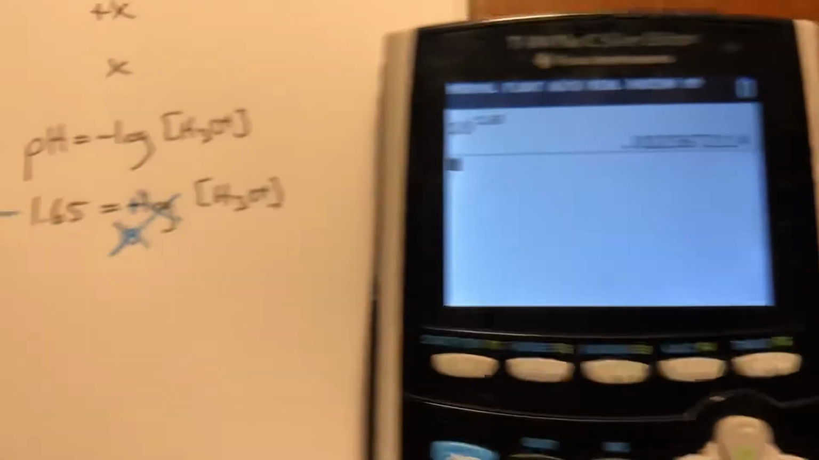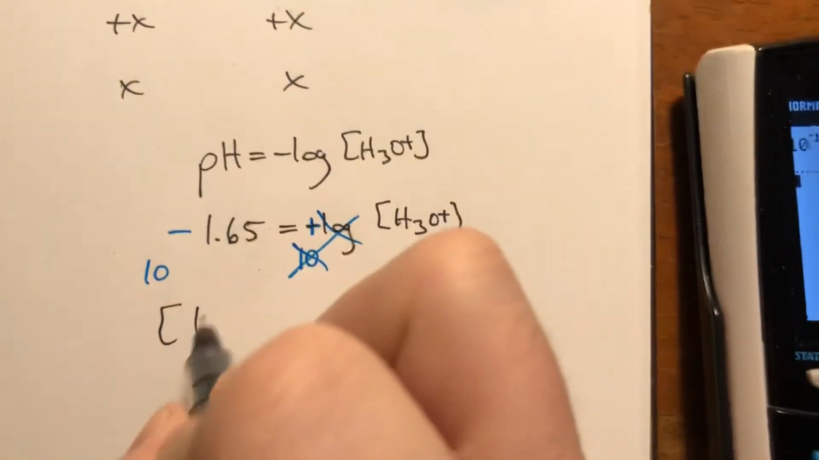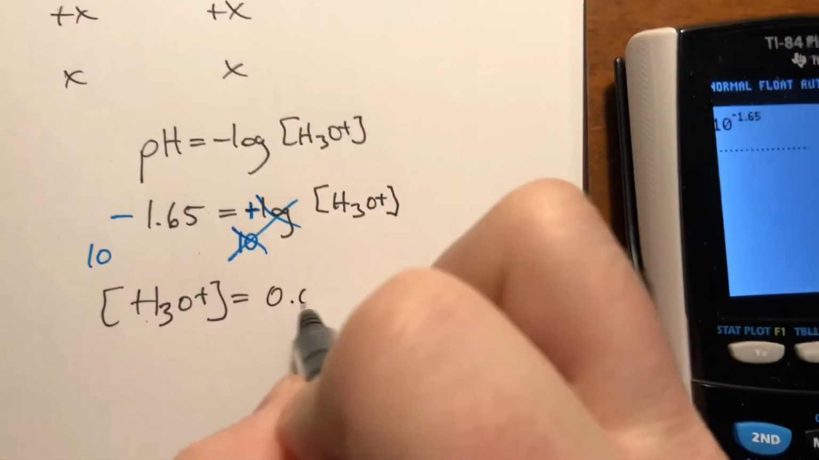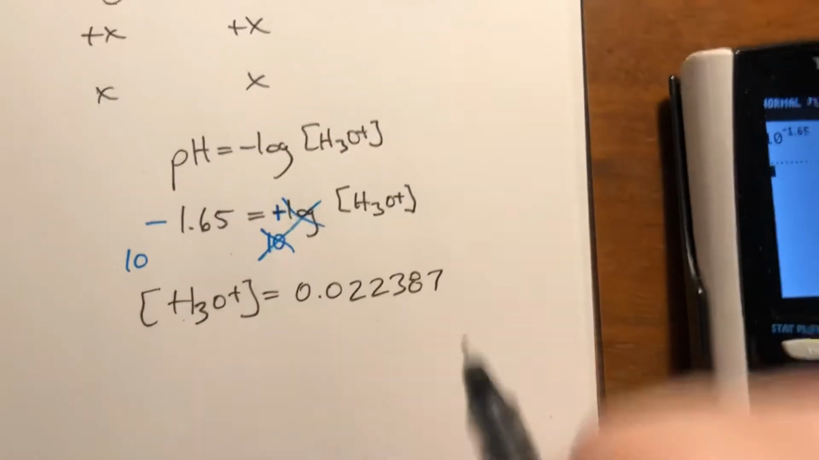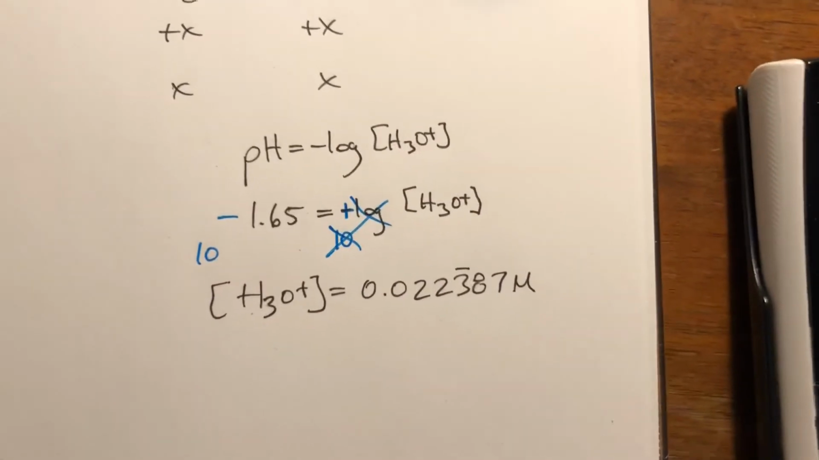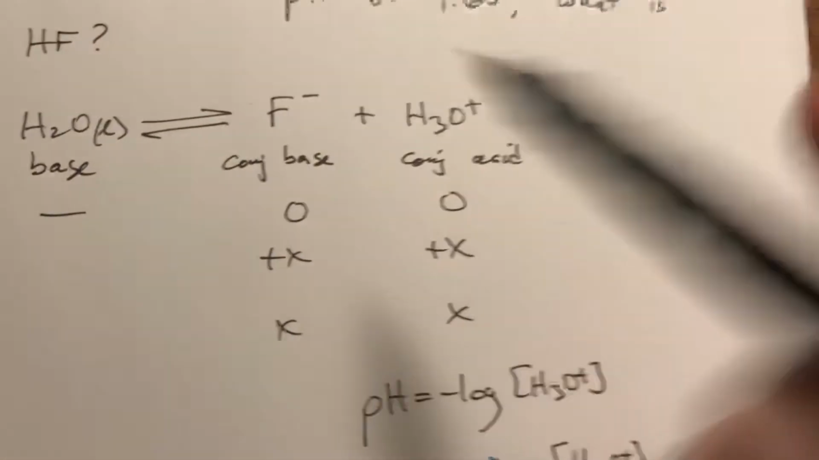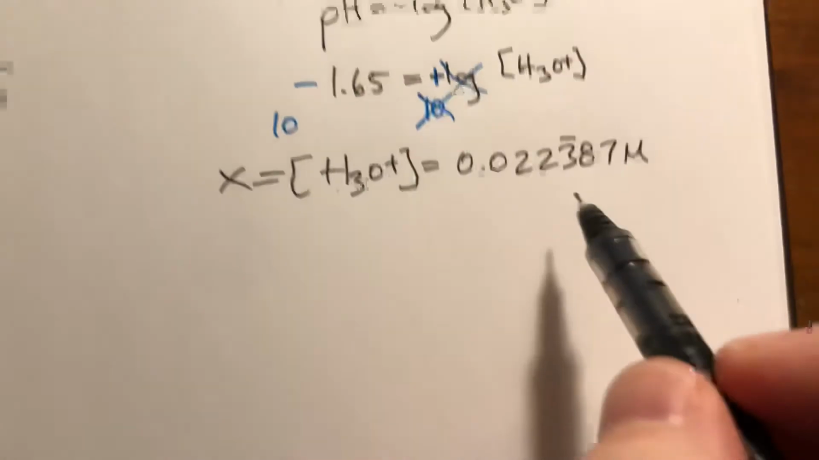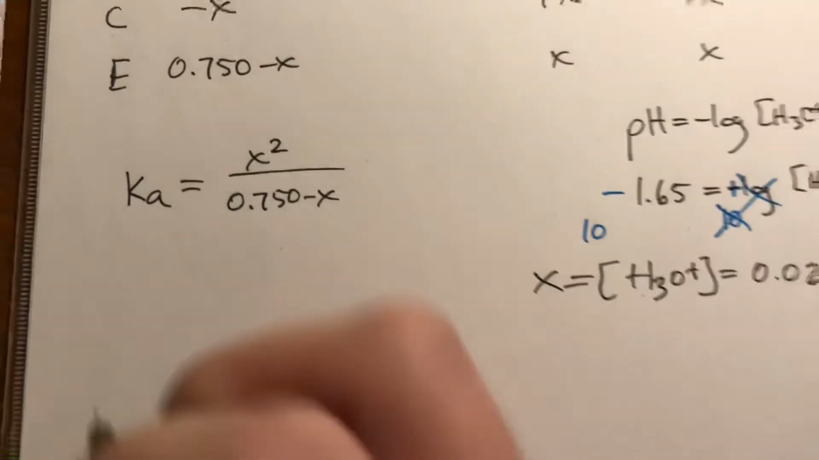And our x value, or our concentration of H3O plus, is equal to 0.022387, whatever. More sig figs than we need, but that's okay. But the beauty is, this is equal to x, because that's how our problem was set up. H3O plus is equal to x. So we basically just plug this in for all these x's and solve for Ka. And that's the end of the problem.